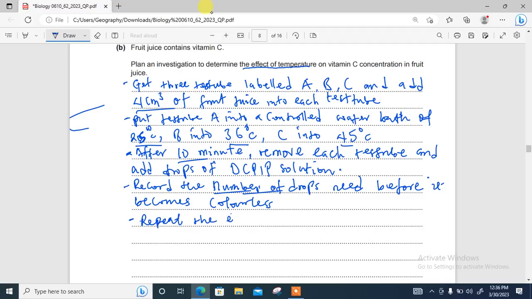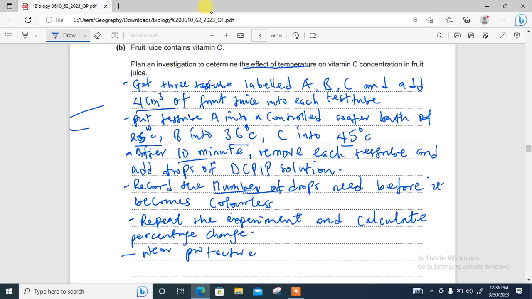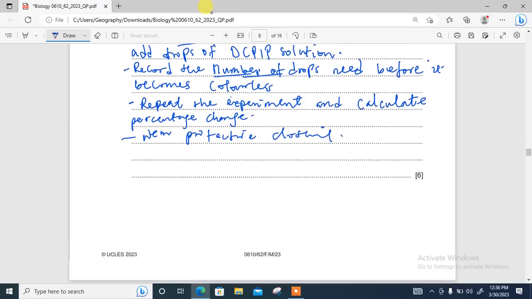Repeat the experiment. And I can decide to say, and calculate percentage change or average, whichever. Calculate percentage change in the number of drops. I can also come down and add, lastly, safety. I can say I wear protective clothing since I'm working with high temperature. So that's it. That will give you a full 6 marks.